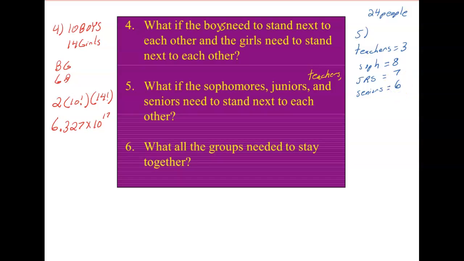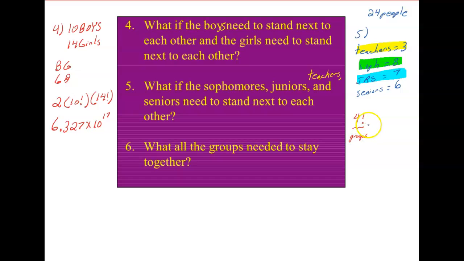Let's assume you're in one of those categories. So let's just double check. Is 3, 8, 7, and 6, does that add up to 24? So 3 plus 8 plus 7 plus 6, that is 24. So we're going to line up at the door, and each group needs to stay together. Well, how many different groups are there? There's the teachers, there's the sophomores, there's the juniors, and then there's the seniors. So there are 4 groups lining up. Well, how many ways can 4 groups line up? 4 factorial. This is for the groups.